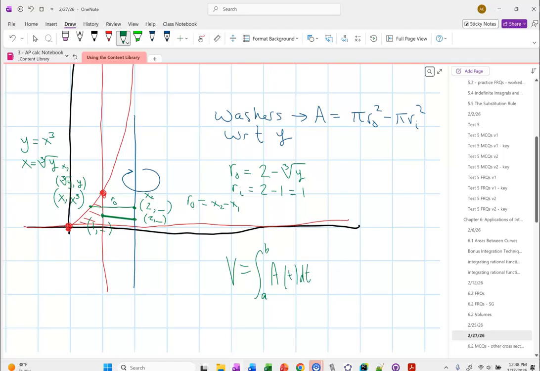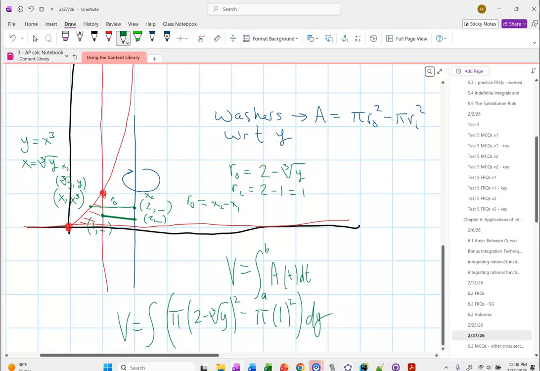Right, so our volume formula in general is the integral of the cross-sectional area, right? Since we did washers, our cross-sectional area is pi r outer squared minus pi r inner squared. And then, since we're integrating with respect to y, it's going to be a dy. The last thing I need are the bounds for my integral. Since we're integrating with respect to y, we start slicing at y equals 0, and we continue slicing all the way till we get to y equals 1. So that's my setup.